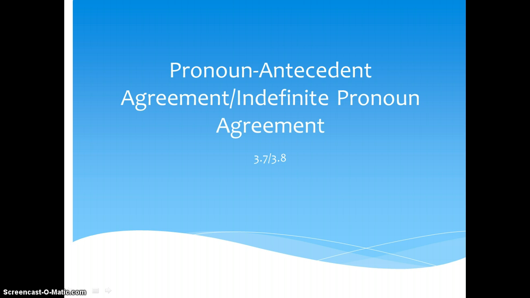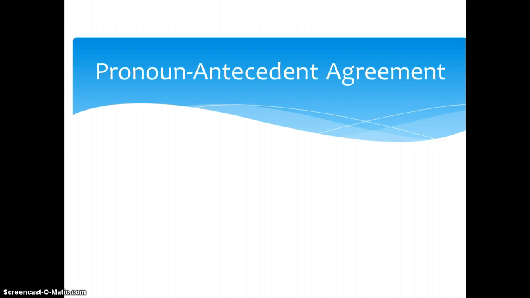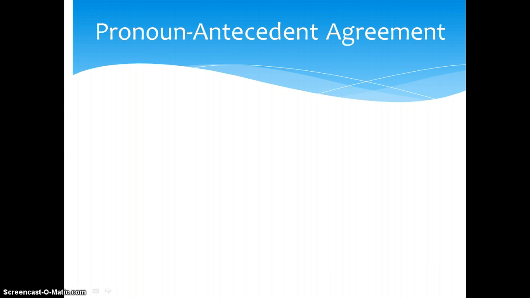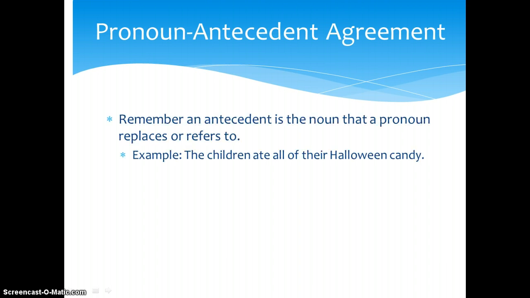We're going to have a test here within the week. So let's get started on 3.7, pronoun antecedent agreement. Let's remember what antecedent means. It's the noun that a pronoun replaces or refers to.